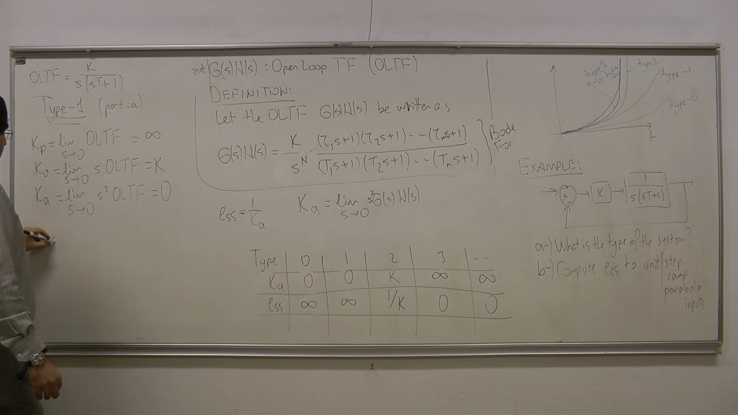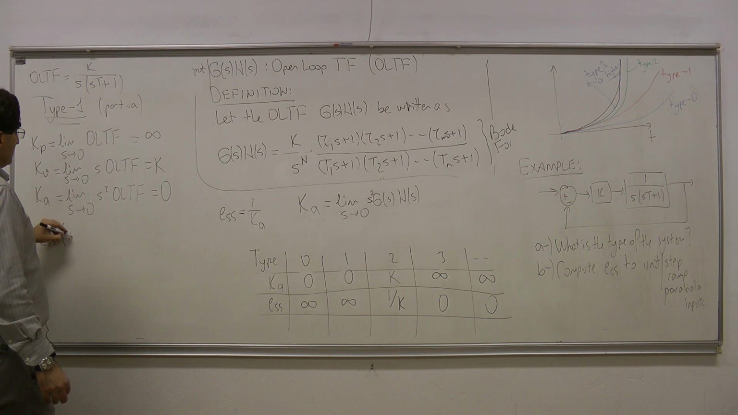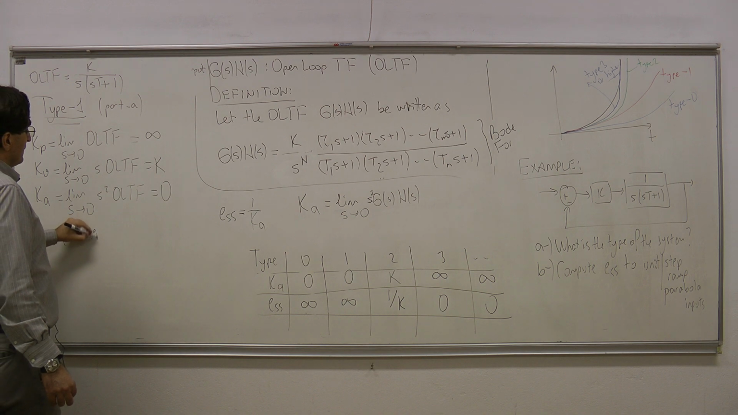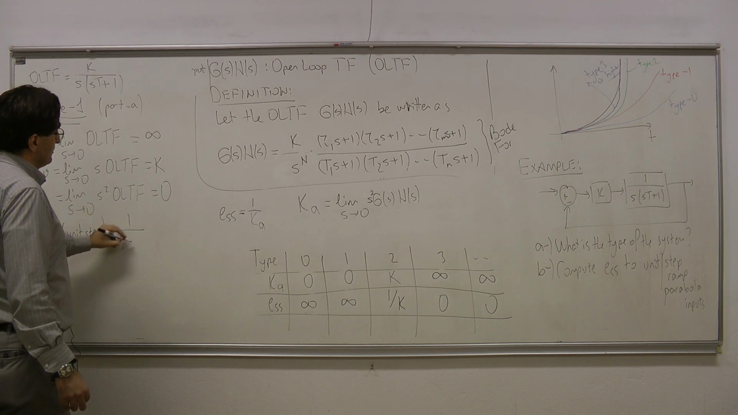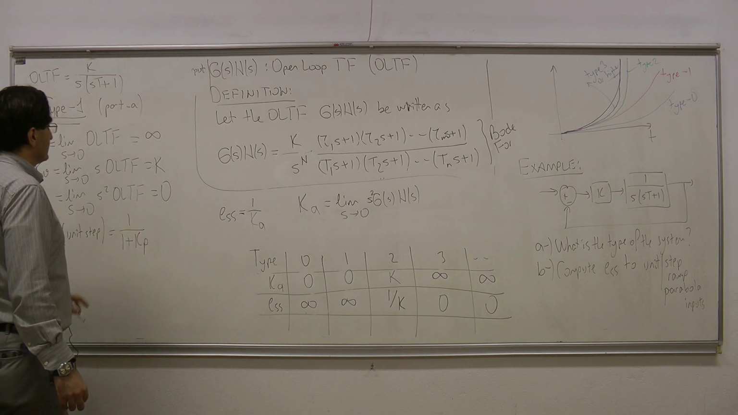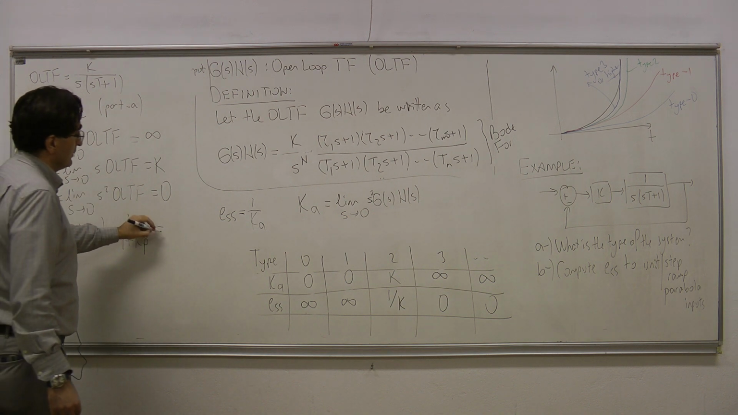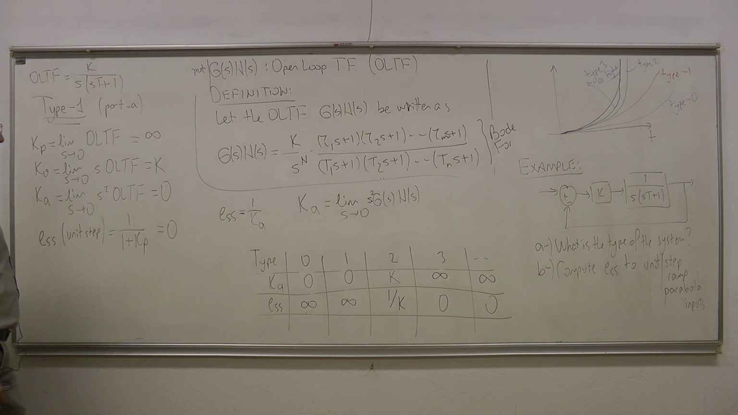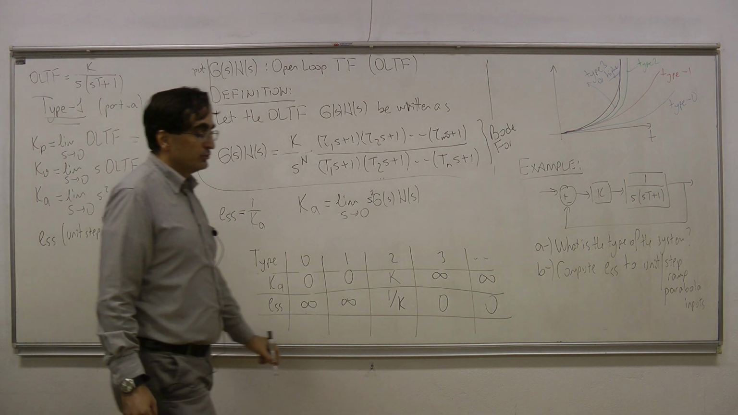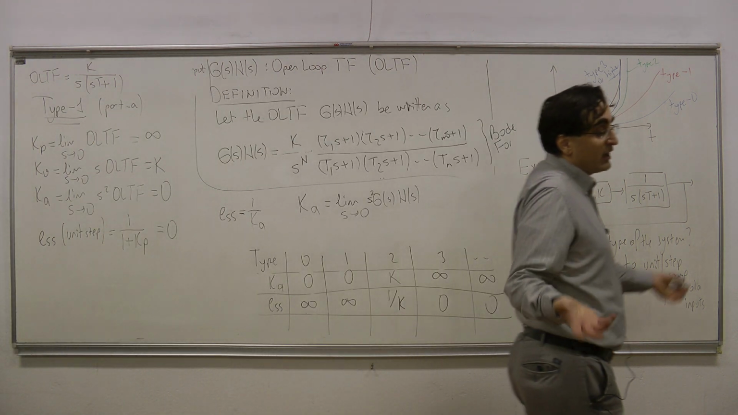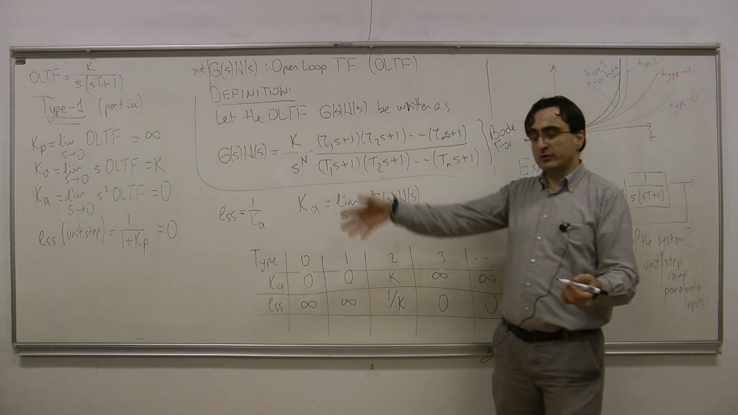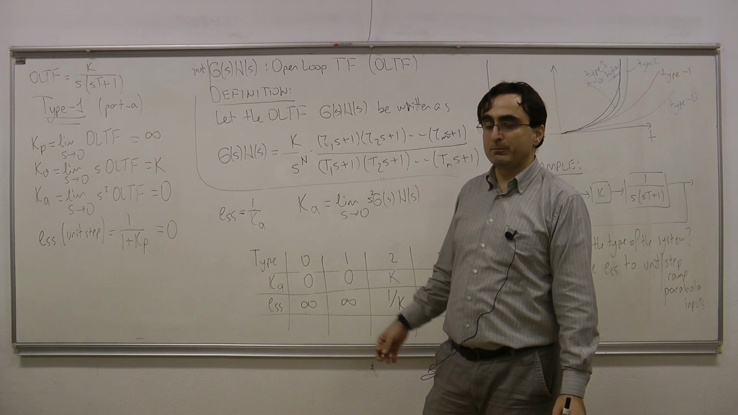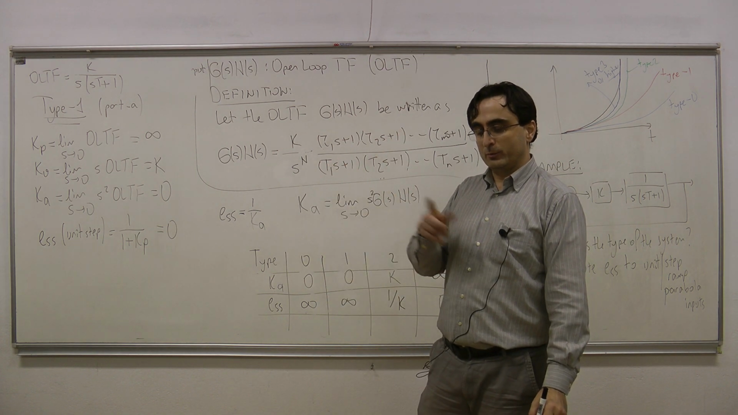The steady state error to unit step is 1 over 1 plus Kp. And Kp here is infinite. Therefore, the system should give 0 steady state error to unit step input. It's a type 1 system. It contains the Laplace transform of the input, 1 over s, in its loop.